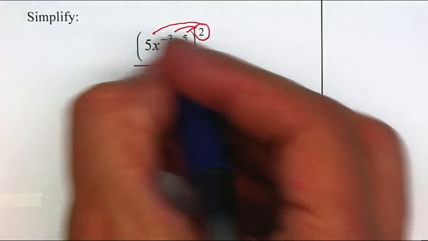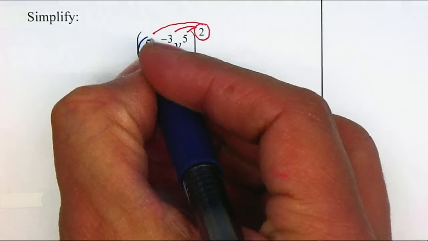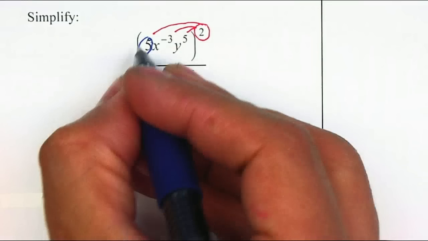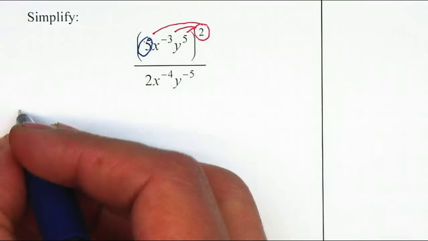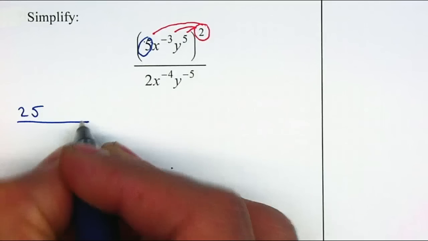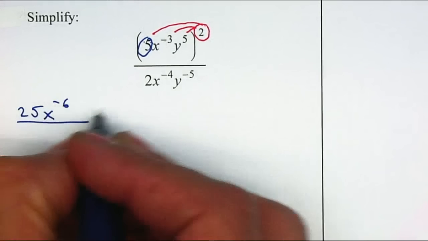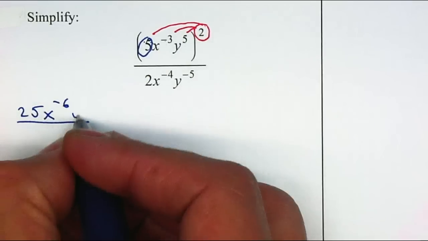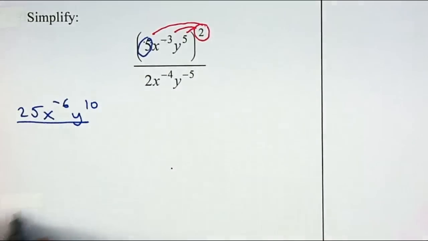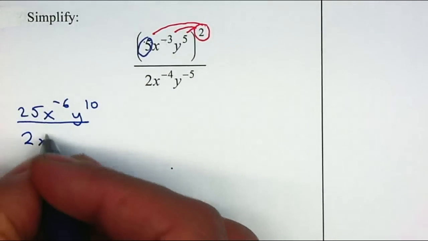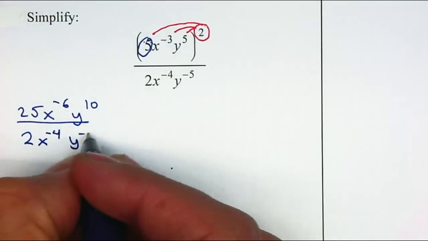5 to the second power, so 2 will be over to the 5. So it'll be 5 to the second power, which is 25. Negative 3 times 2 will give me a negative 6. 5 times 2 will give me a 10. On the denominator, I have a 2x to the negative 4, y to the negative 5.